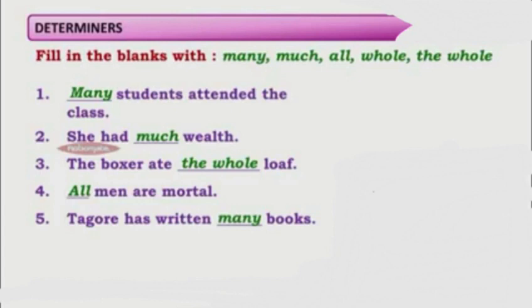We'll move to the fifth sentence. Tagore has written dash dash books. Now, what will we use here? Yes, exactly, many. Why are we using many here? Because books are countable, and many written before it will show a large number of books that are written by Tagore. So, the answer will be many.